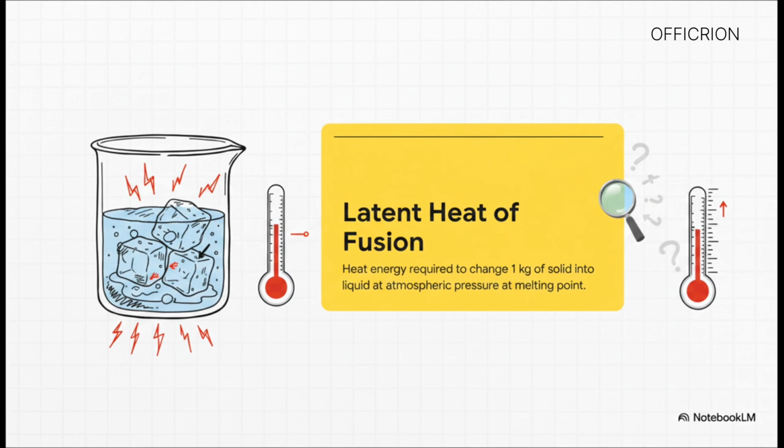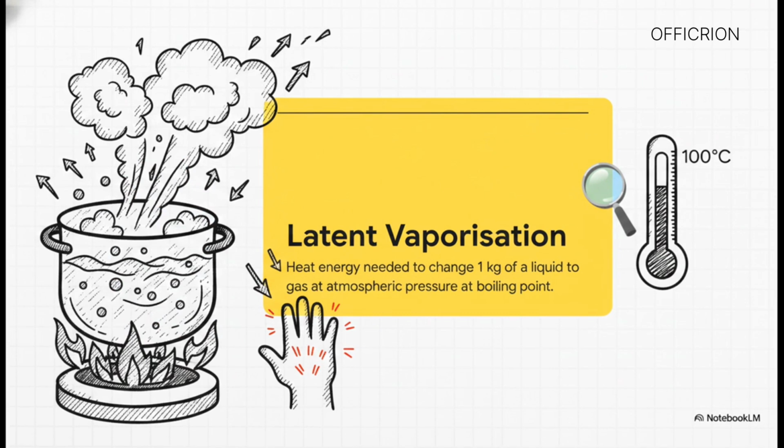So, where did all that heat go? It went entirely into breaking those particle bonds. That hidden energy is your latent heat of fusion. And you know what? The exact same principle applies when you boil a liquid into a gas. That's the latent heat of vaporization.